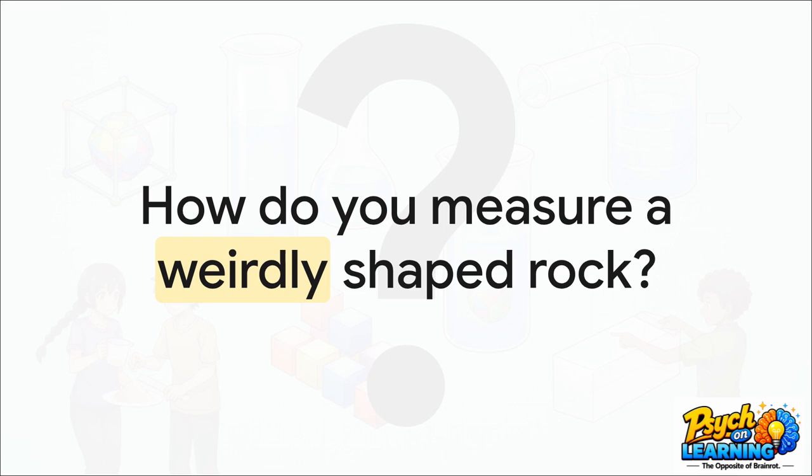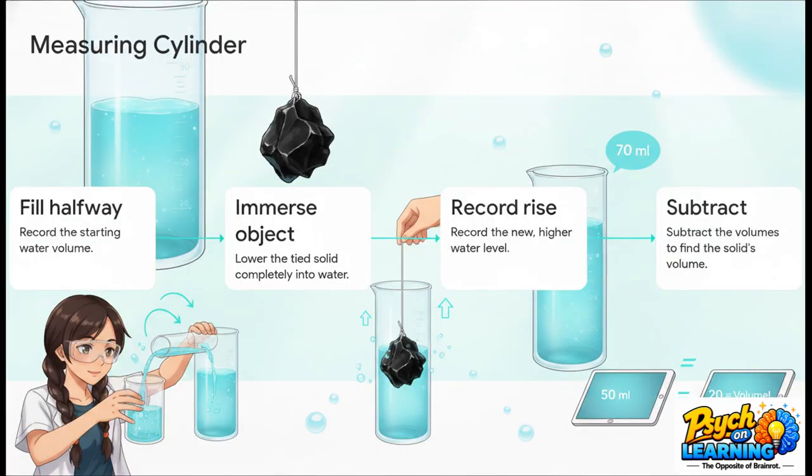Well, we are going to use the absolute magic of water displacement. Here is our first brilliant lab technique for this, the measuring cylinder method. Step 1, you fill a measuring cylinder with water and record that starting volume. Let's just say it's exactly at the 50 milliliter mark. Step 2, take your weirdly shaped rock, tie a fine little cotton thread to it, and gently lower it into the water until it is completely submerged.